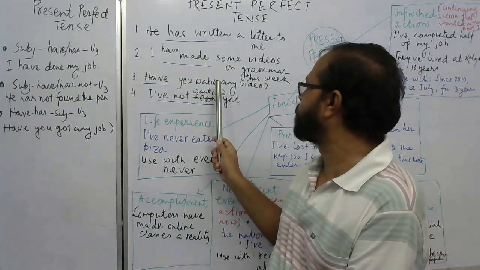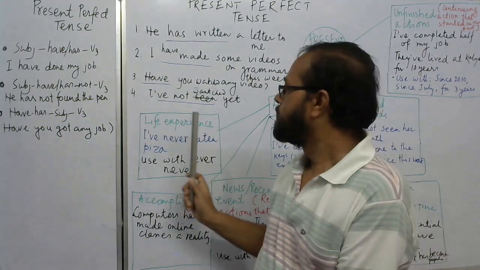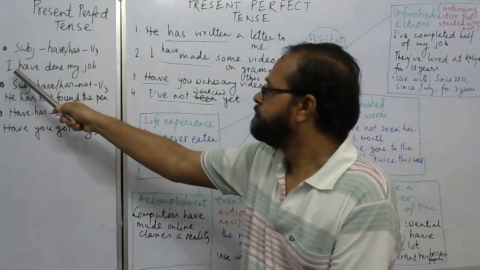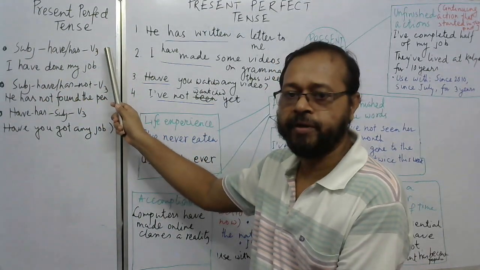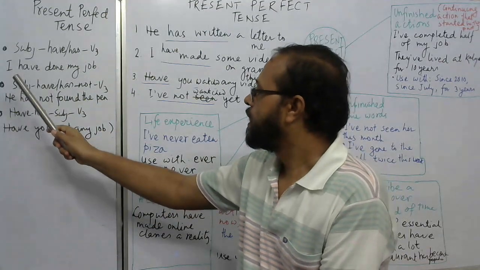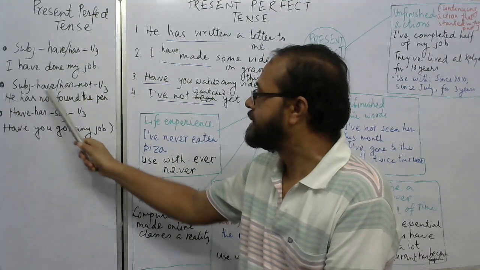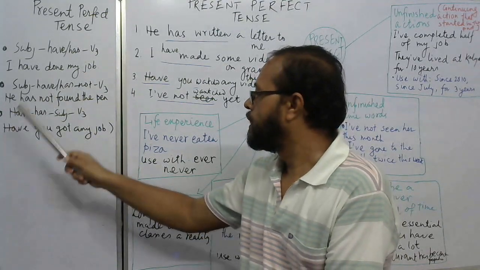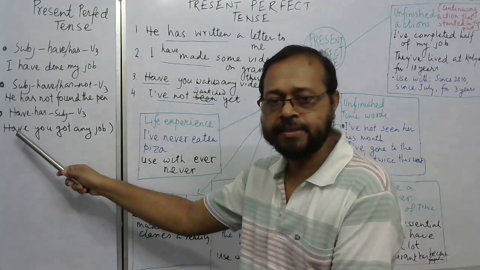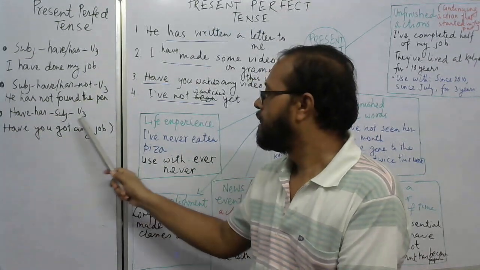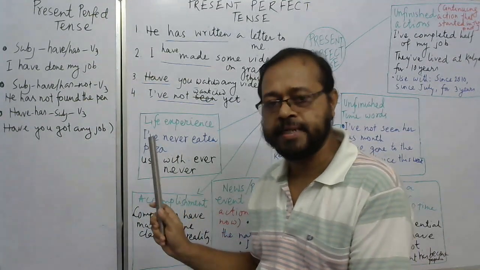Have you watched any? No, I have not. Or I have never eaten. So affirmative structure: subject, have, has, third form of the verb. Negative structure: subject, have, has, then not, then the third form of the verb. Interrogative structure: have, has first, then the subject, and then the third form, and question mark at the end of the sentence.